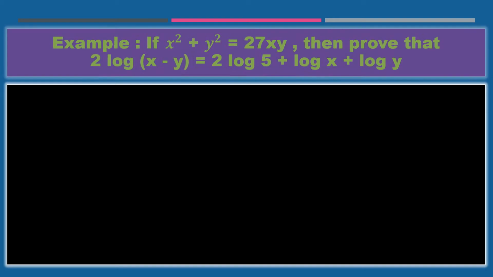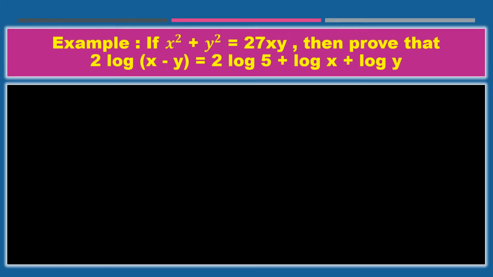So here is your example. If x square plus y square equal to 27xy, prove that 2 log (x minus y) equal to 2 log 5 plus log x plus log y, sorry. So here please don't confuse. Here he asks you to prove that, means this is your answer. Whenever prove that or show that is given, he will give you the answer. This answer you should show.